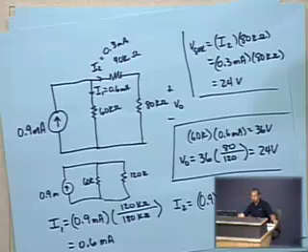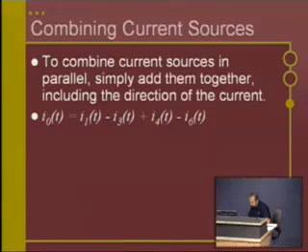For what it's worth, you can also combine current sources in parallel as long as there's nothing else in that branch with the current source. You can push them together in the same way that you push voltage sources together, and you pay attention to the direction of the current. So it works out the same way. I don't want to spend a lot of time on that because it's pretty straightforward.